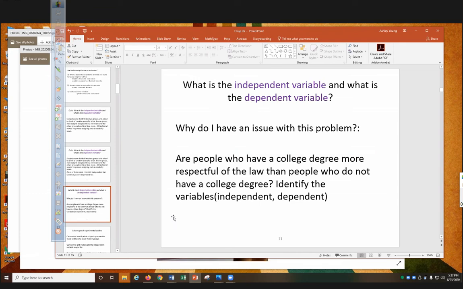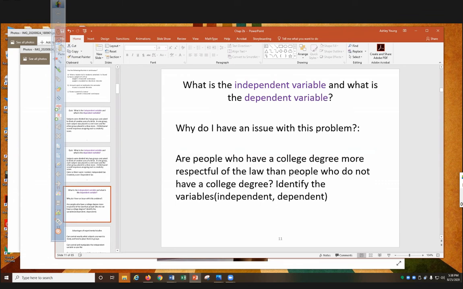Next, this is a problem I had. Let me get someone to read this one. How about Adriana? Go ahead and read. Why do I have an issue with this problem? Are people who have a college degree more respectful of the law than people who do not have a college degree? Identify the variables, independent and dependent.